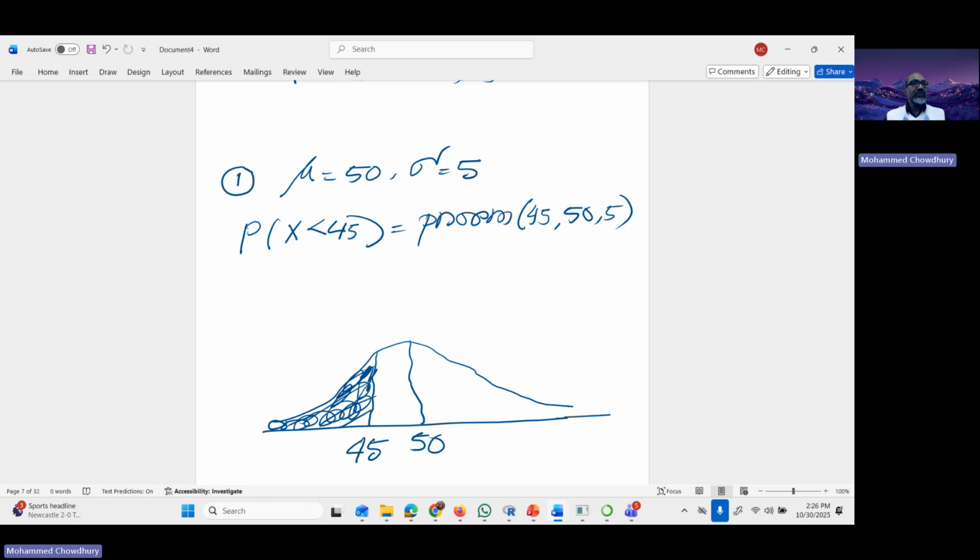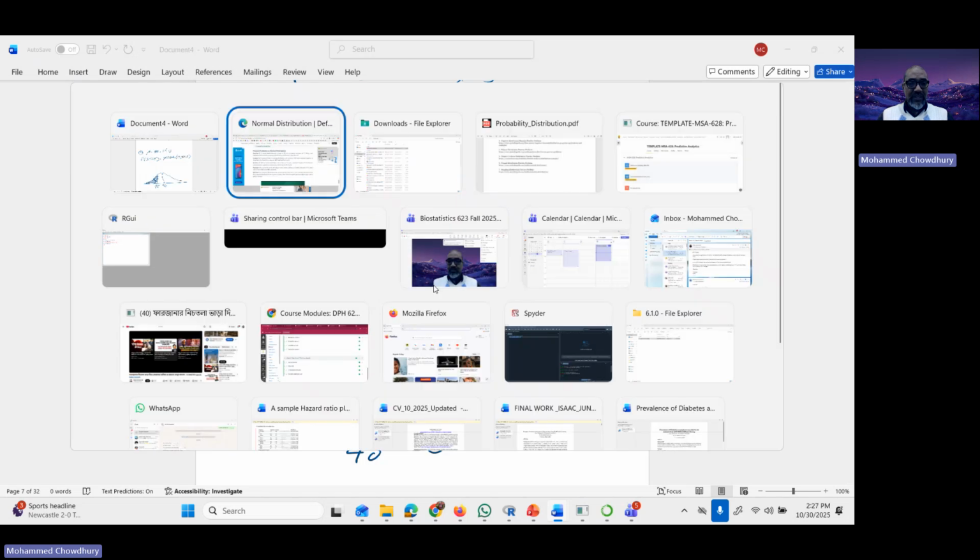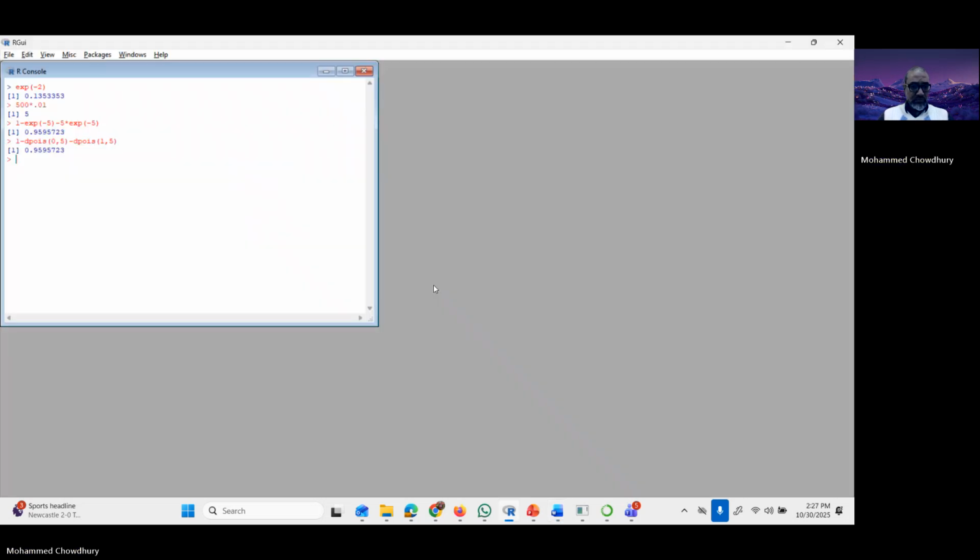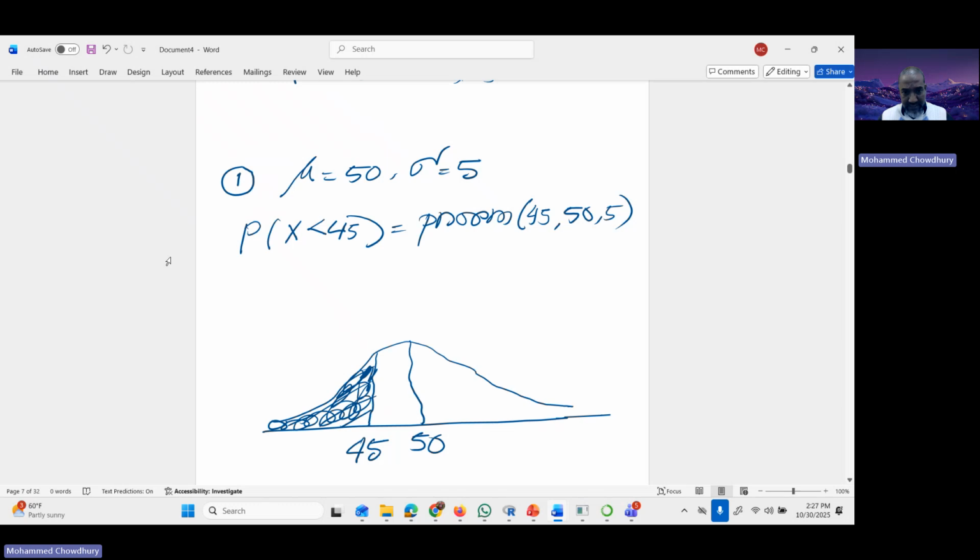You understand this, right? Okay. So this is the way you can solve it. Now, let me solve it manually as well as by this approach. So first apply directly the formula approach. P norm 45 and 50 and then mean equal to 5. That is the answer equal to 0.1586, right? 0.1586 is the answer.